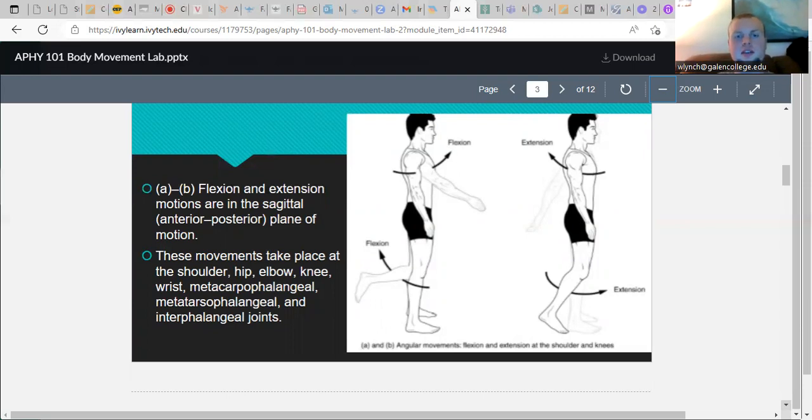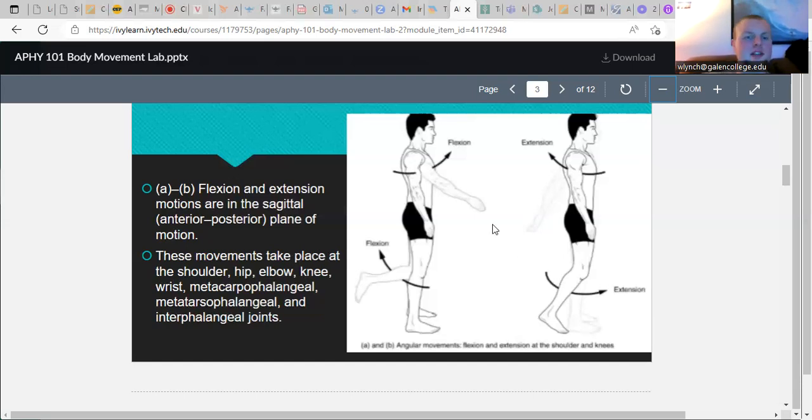The best flexion extension examples that we have here are flexion of the shoulder. This is anterior lifting of the hand, or extension of the shoulder. This is posterior movement of the arm. Knee flexion. This is pulling the heel up towards the buttocks. Knee extension. This is kicking the foot forward and straightening the leg. So these are examples of flexion and extension at joint spaces.